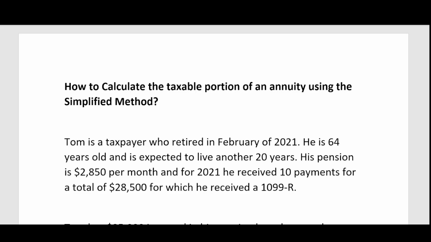In this video, I'm going to talk about how to use the simplified method for calculating the taxable portion of an annuity. Tom is a taxpayer who retired in February of 2021. He's 64 years old and is expected to live another 20 years. His pension pays $2,850 per month, and in 2021 he received 10 payments for a total of $28,500, for which he received a 1099-R.